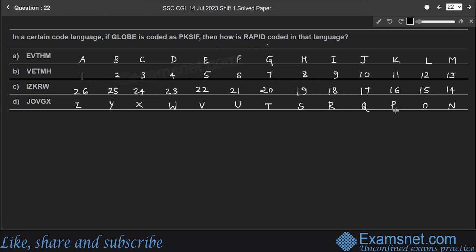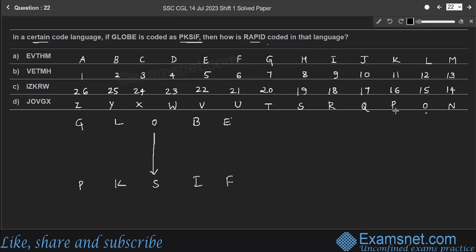Question 22. In a certain code language, globe is coded as PKSIF. Then how is rapid coded in that language? So let us consider the word globe. So GLOBE, right? So GLOBE, a 5 letters word. So consider the middle letter, which is O, right? So here globe is coded as PKSIF. That means O is coded as F here.